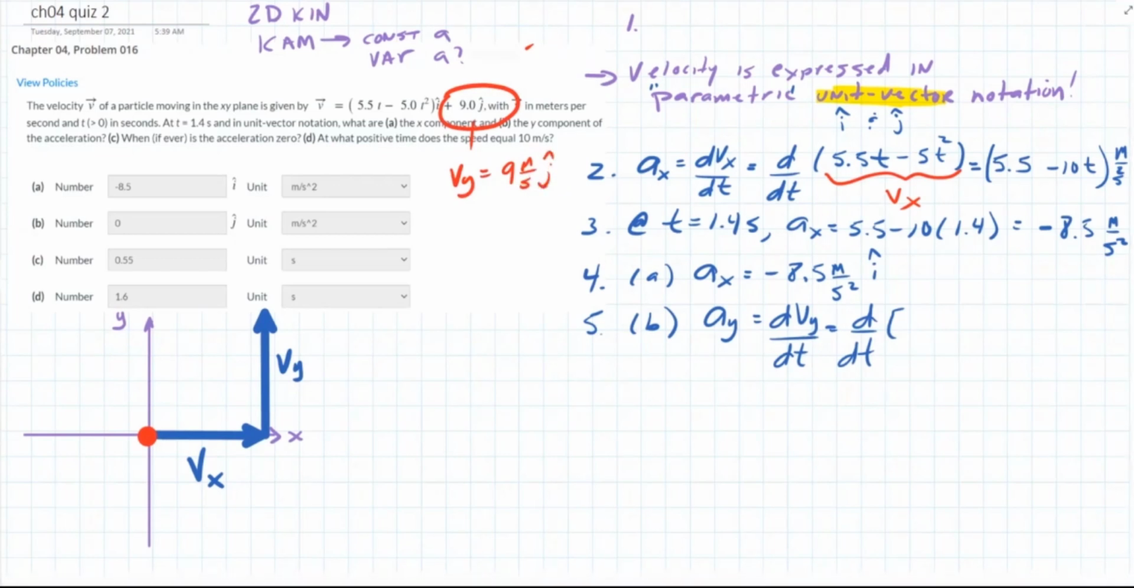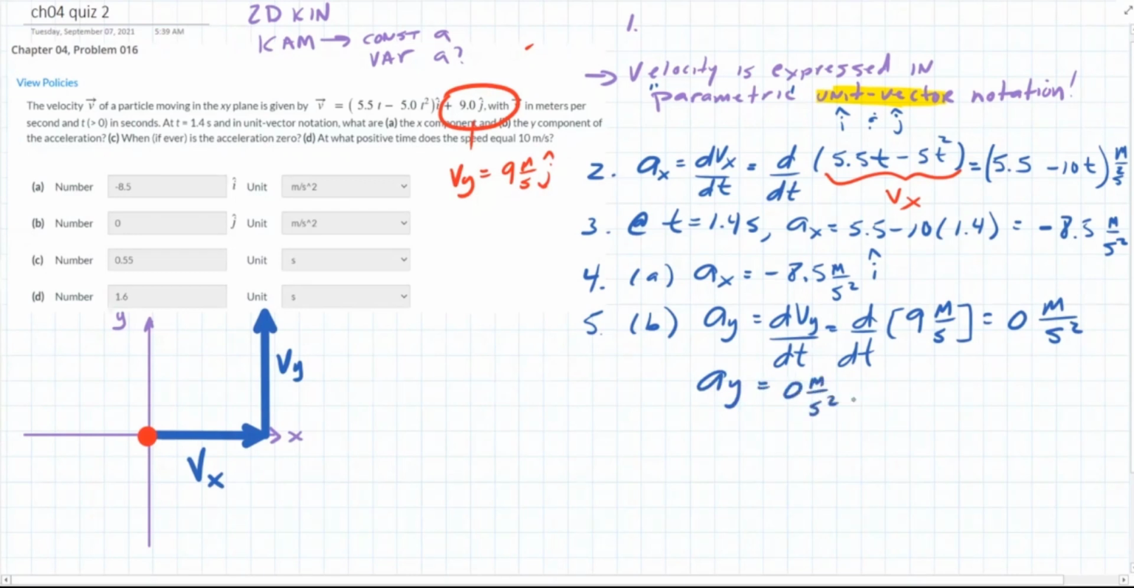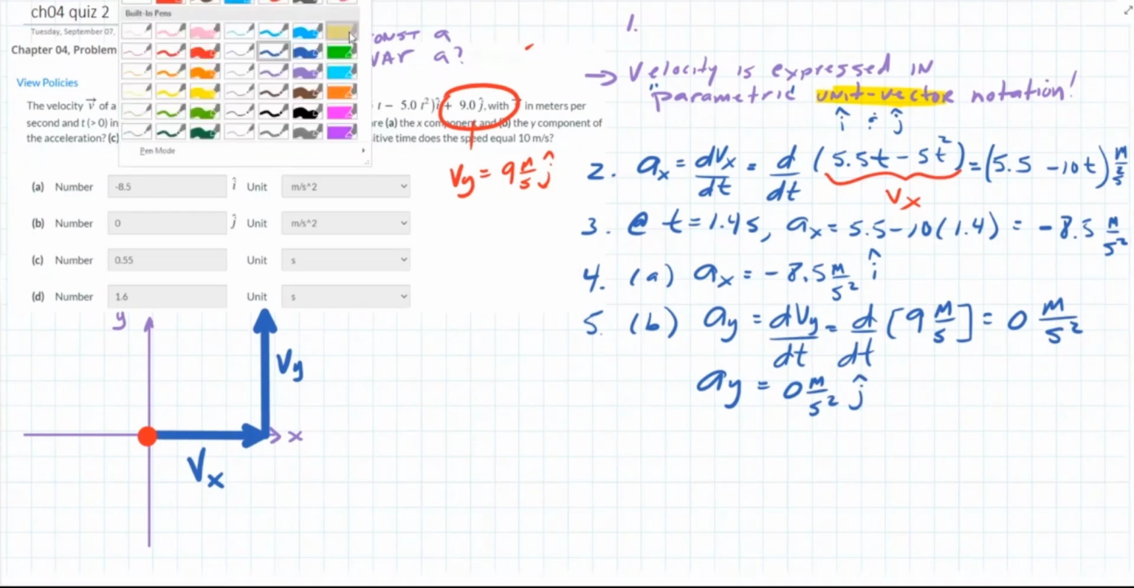So I just need to know how to take the derivative of 9 meters per second. I don't need to drag along that j hat. And the answer is 0 meters per second squared, because it's a constant. And that is A sub y. A sub y equals 0 meters per second squared j hat. So feeling good about part A and B.